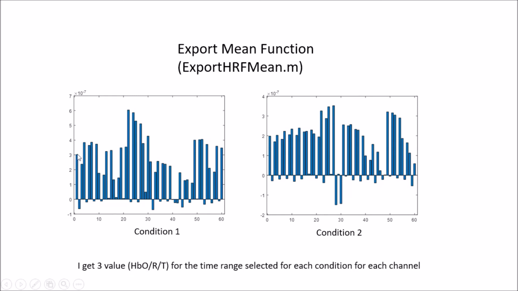And if you notice, these are all singular values, and they're on a scale of 10 to the -7th. So these are still 0 mean, still basically shifted from the original, but it gives you essentially a single value for that time range as opposed to a full time range.